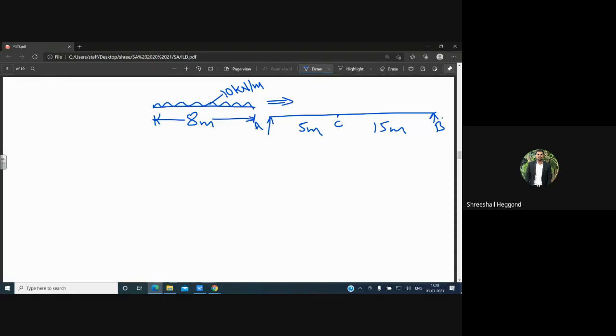One bridge is there, a simply supported beam, like A to B. Its span is 20 meters, and a train is moving from left to right. The length of the train is 8 meters, which is moving from A to B, and it is passing through your bridge.